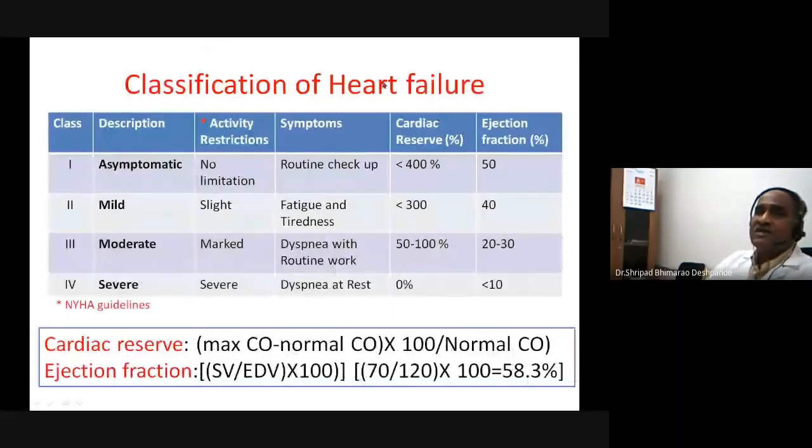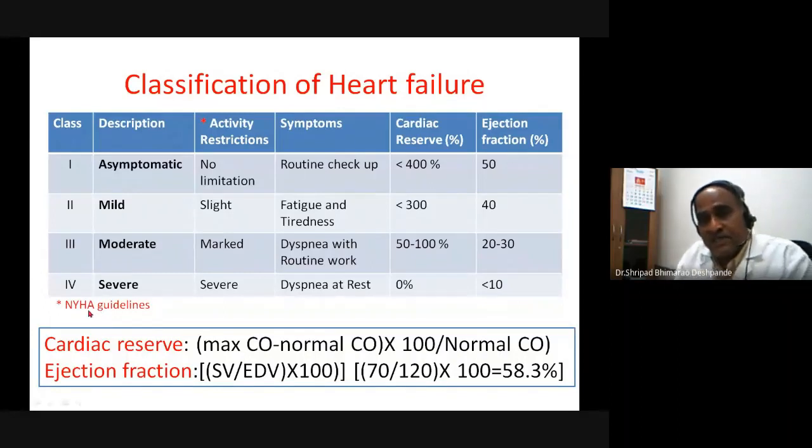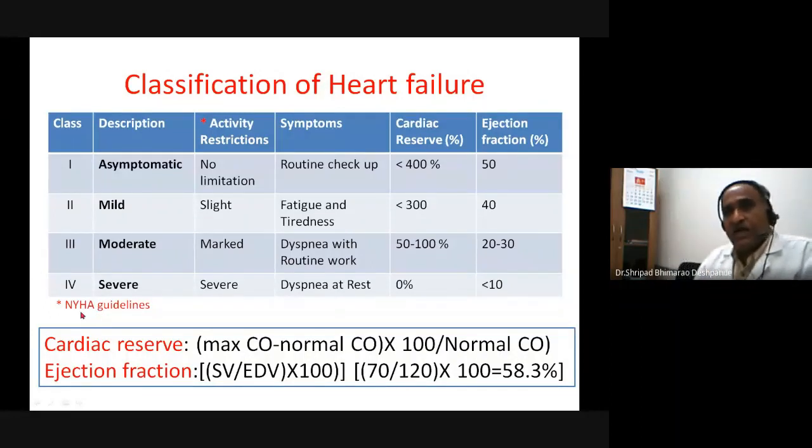Here, what is the classification of heart failure? How is heart failure classified? The heart failure, according to the New York Heart Association, they have given the guidelines. I will just go one by one here. They are classified as class 1, 2, 3, 4. In the American Heart Association, they have given it as A, B, C, D. That means heart failure, A class or B class, C class or D class.